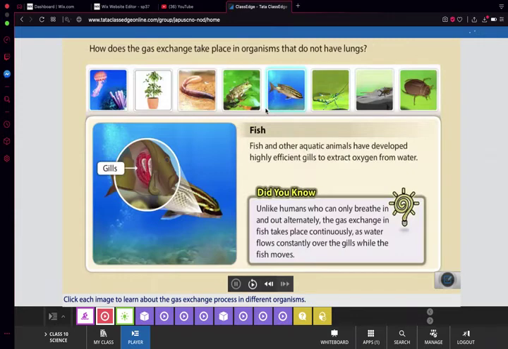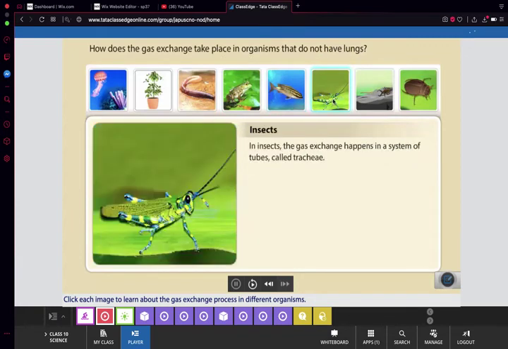And unlike humans, who can only breathe in and out alternately, the gas exchange in fish takes place continuously as water flows constantly over the gills while the fish moves. Now come to the insects.